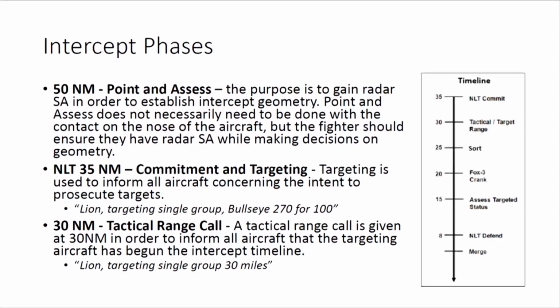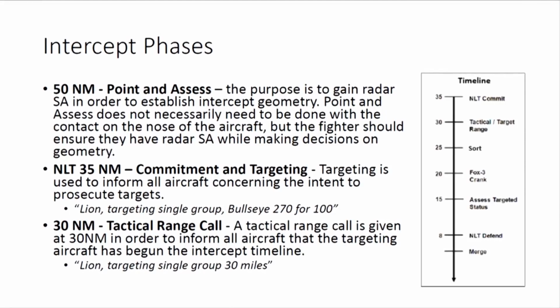20 degrees angle off or so would be just fine, but get them on your radar and point and assess the geometry of the radar contact and make those decisions around what sort of intercept you're going to prosecute, your game plan, etc. And then no later than 35 nautical miles, you want to make that choice that you're going to commit or skip it.